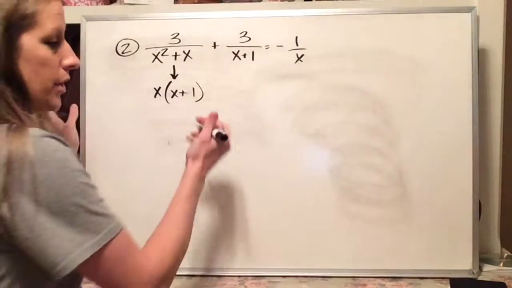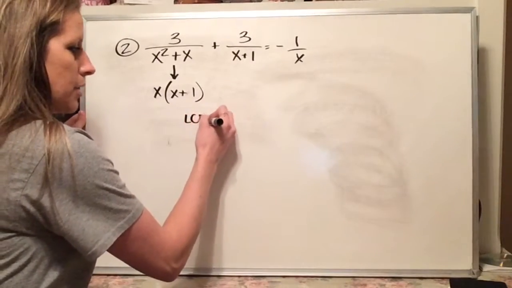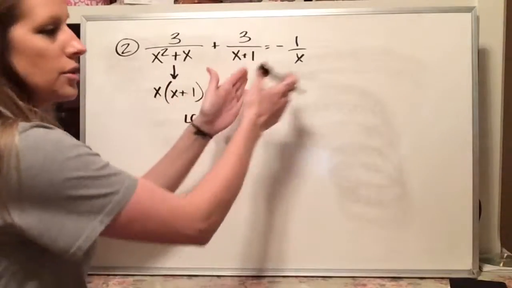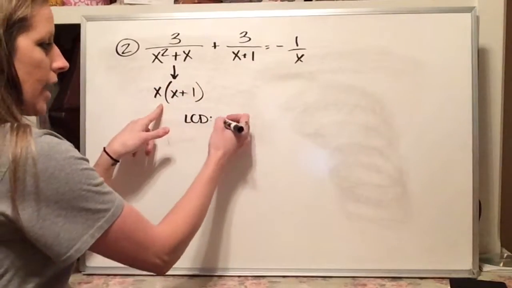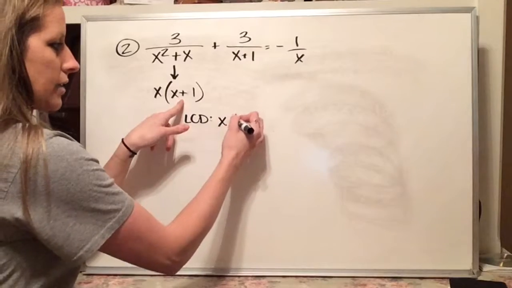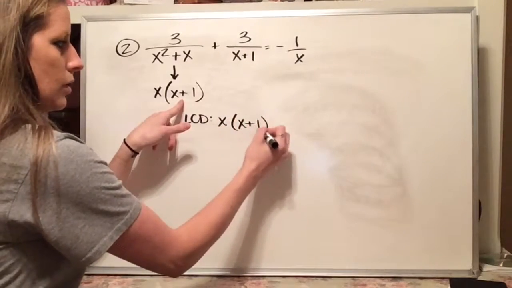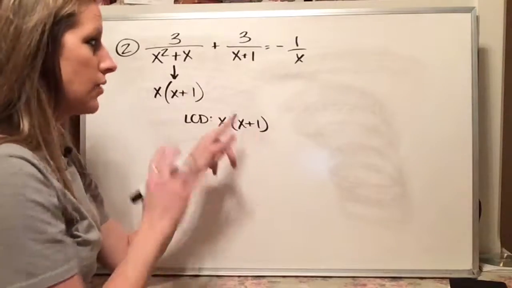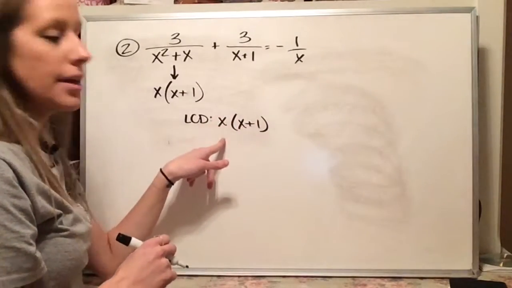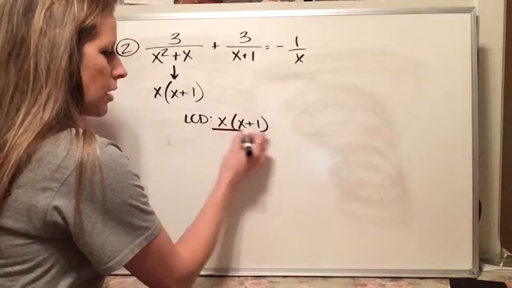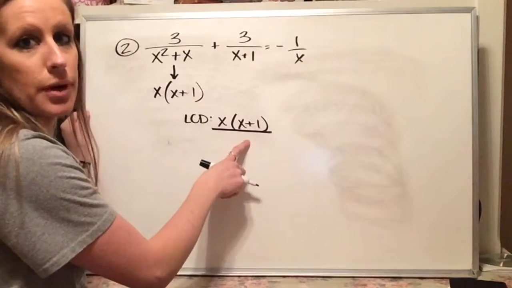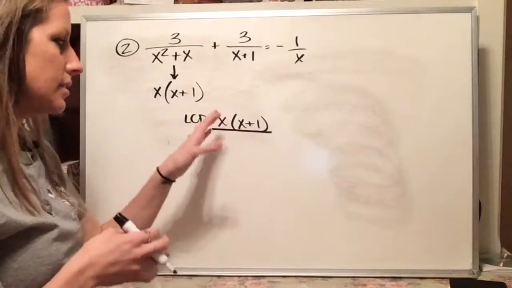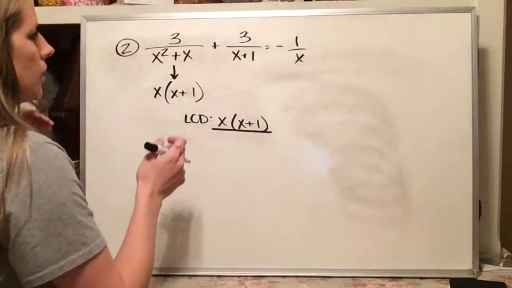You need to figure out what your least common denominator would be. So it has to have all the parts from each denominator. It has to have an x, has to have an x plus 1. This one has an x plus 1. We already have that, so that's fine. We already have an x here. So our least common denominator would be x plus 1.